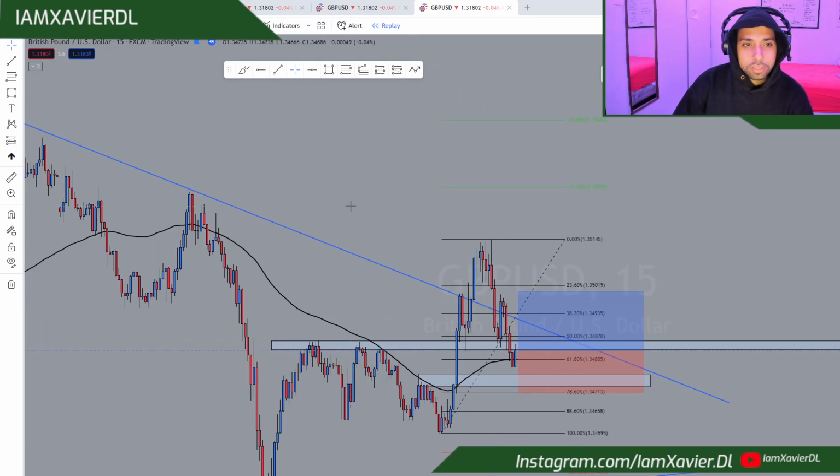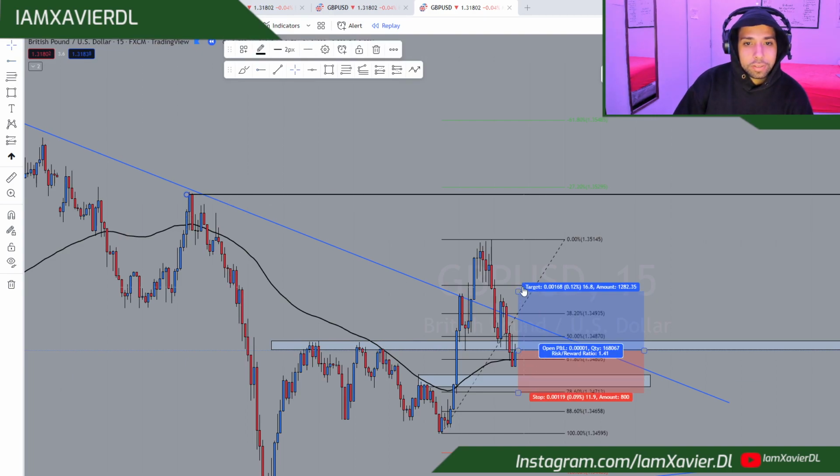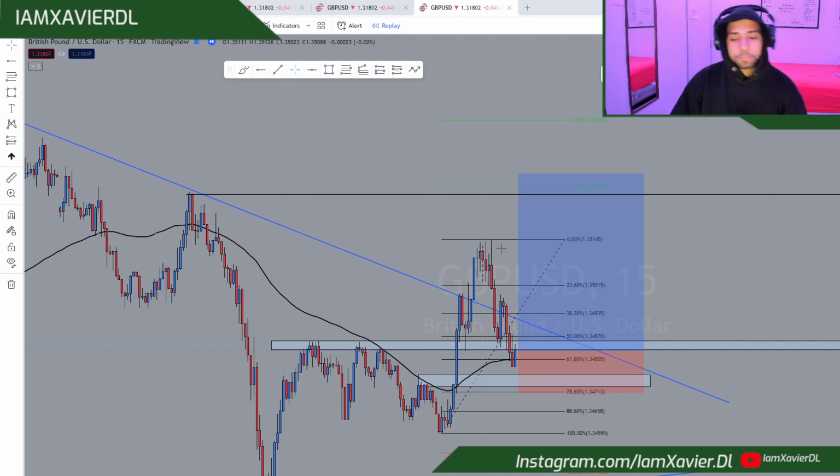Okay, in regards to take profit, I'm going for this price right here, this level, this zone. So I'm going for about 50 pips, more or less.